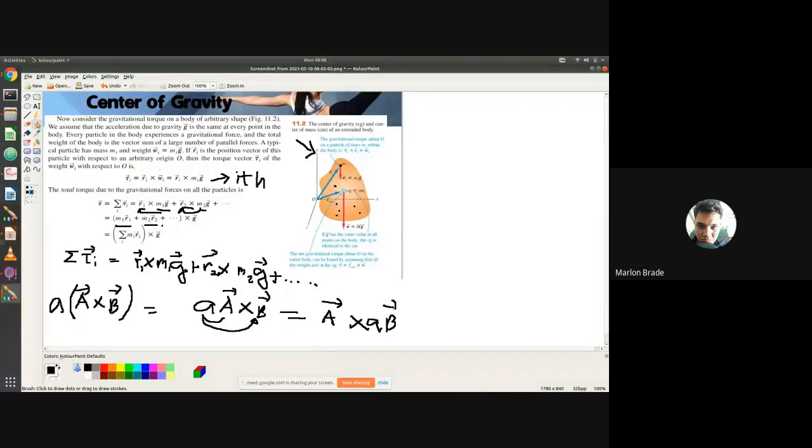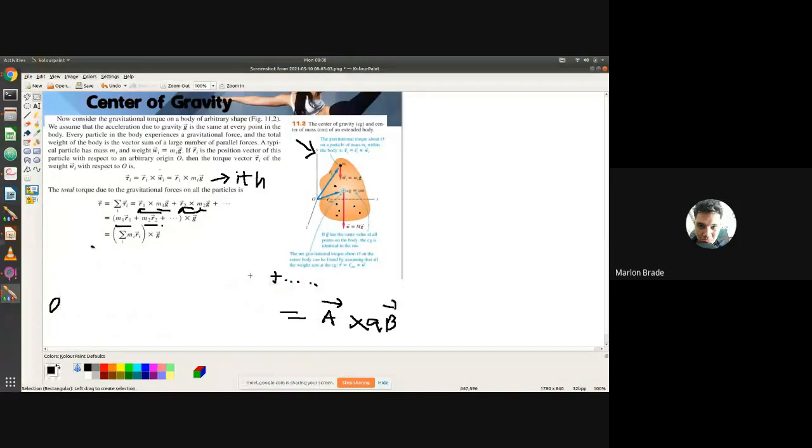That is the equation, and that is the reason we arrive at this. Meanwhile, if I compact the form and write it in the form of a summation, I can write this into this one. So the summation of M I R I cross product with G.